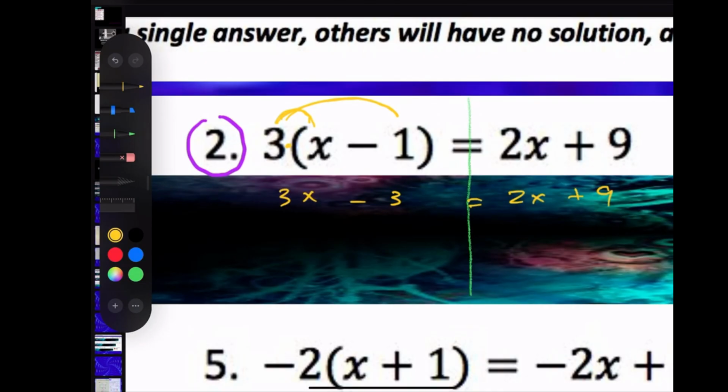All right. Brian M., what should we do? Add 3 to both sides. Brian M., what do you get? 2x plus 12. Thank you. Eileen?